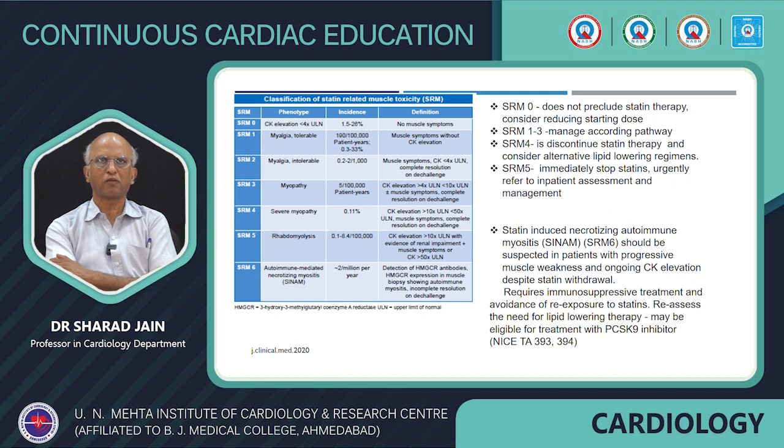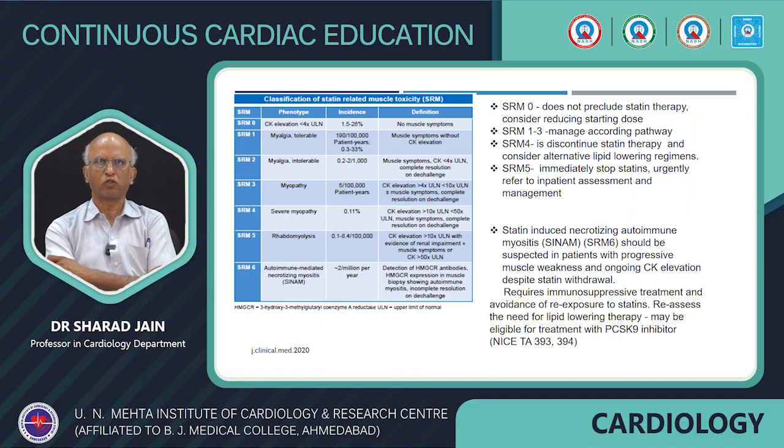Then the classification of statin related muscle toxicity is from grade 1 to grade 6 depending upon the CK levels and symptoms: CK levels less than normal, CK elevation less than 4 times the upper limit, more than 4 but less than 10 times the upper limit, and more than 10 times the upper limit of normal, and then the last one is autoimmune mediated necrotizing myositis. So, SRM 0 does not preclude statin therapy, consider reducing the starting dose.